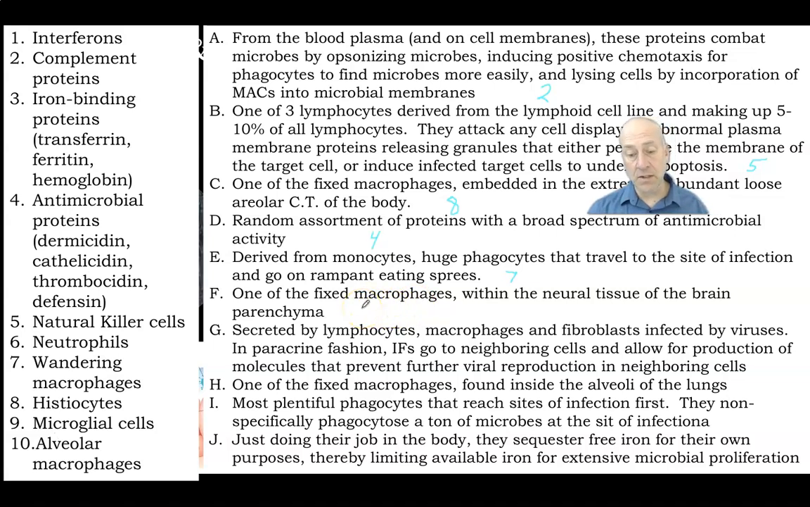F, one of the fixed macrophages within the neural tissue of the brain. Those are microglial cells. G, secreted by lymphocytes, macrophages and fibroblasts infected by viruses. Those are interferons. They protect your neighbors when you're being infected, acting on neighbor cells via paracrine mechanisms. H, one of the fixed macrophages found inside the alveoli. That's alveolar macrophages. The name tells it all. I, most plentiful phagocyte. Those are neutrophils, first and fastest there. And J, just doing their job, are iron-binding proteins: transferrin, ferritin, hemoglobin. But in their odd way, they retard microbial growth by limiting iron.